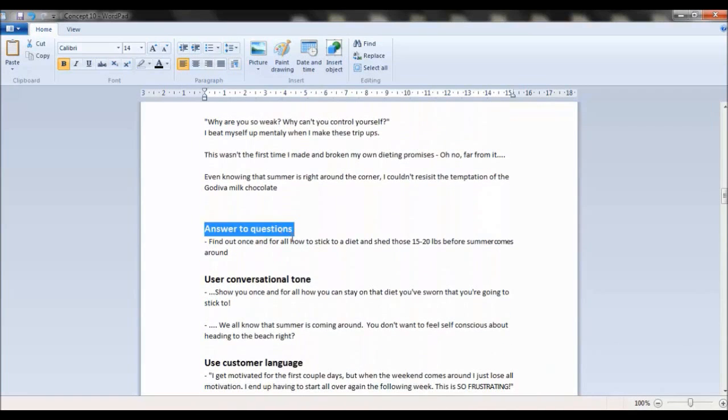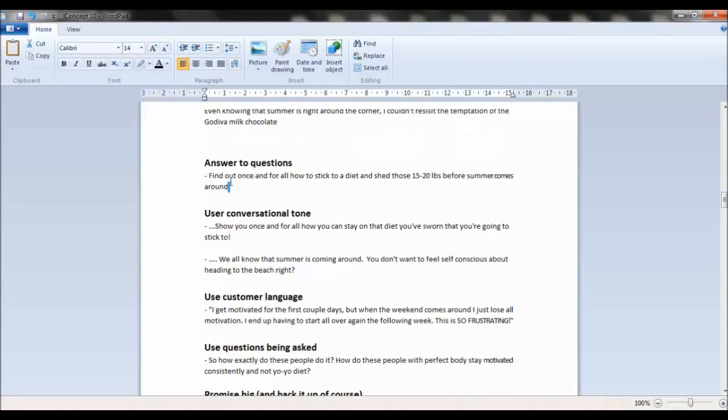So the second building block for the why component is: find out once and for all how to stick to a diet and shred those 15 to 20 pounds before summer comes around. They're asking the question of how to lose 15 to 20 pounds in 2 months' time, so you're going to answer that question. Use a conversational tone. Show you once and for all how you can stay on that diet you've sworn you're going to stick to. So it's show you how you can, instead of how people can.